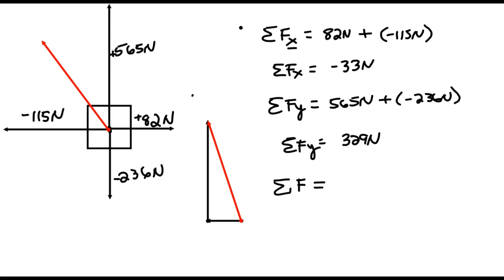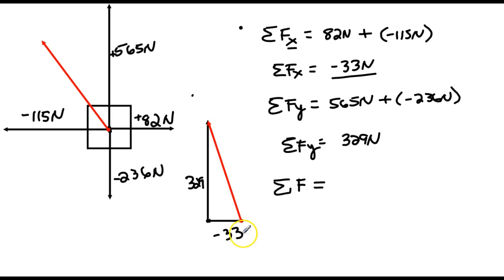So let's write in here our triangle sides. We know that in the x direction it's negative 33. In the y direction it's going to be positive 329. To figure out the magnitude of the red line here, we're going to use the Pythagorean Theorem. So 33 squared plus 329 squared. Notice I said positive 33 squared. The negative just tells me for the diagram it's going to the left.